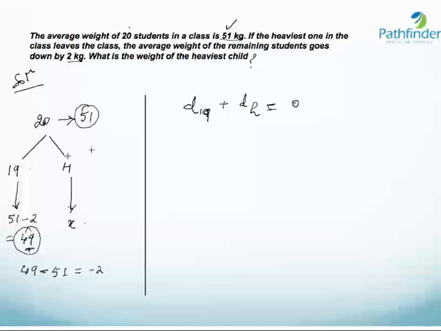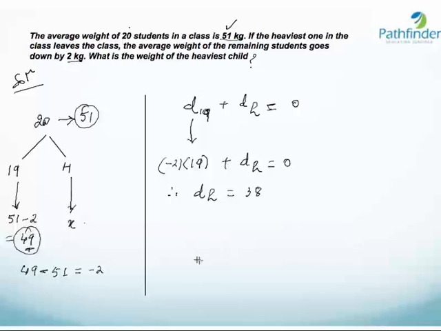But because there are 19 students, the overall deviation on 19 students will be minus 2 into 19 plus the deviation on the heaviest of the students, and their sum must be equal to 0. So therefore, we have deviation on the heaviest student as plus 38.